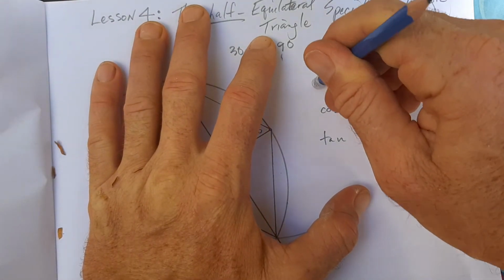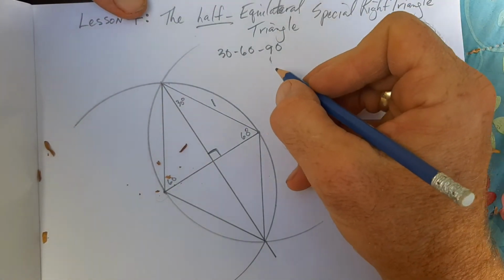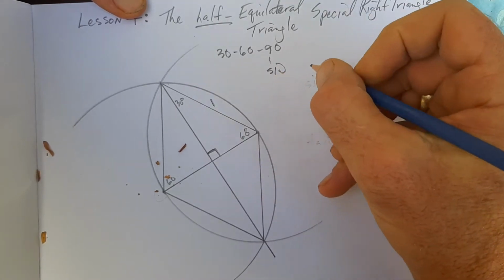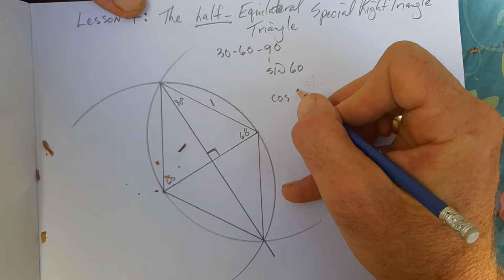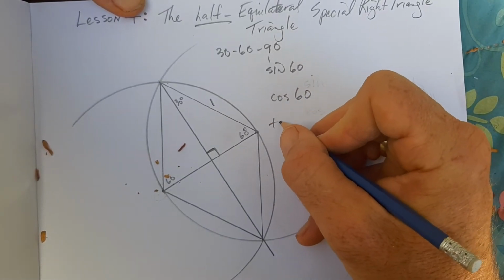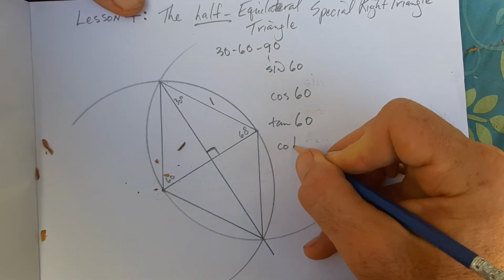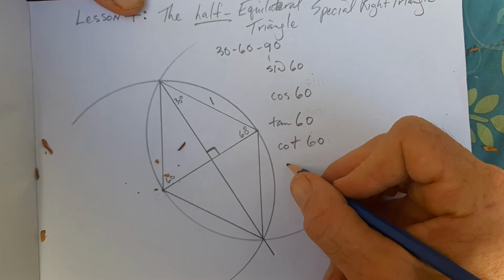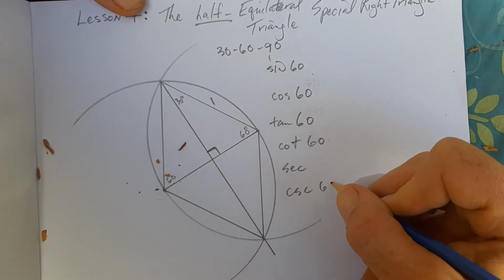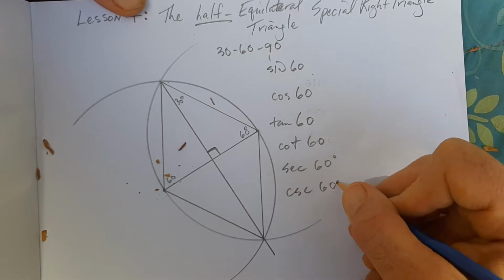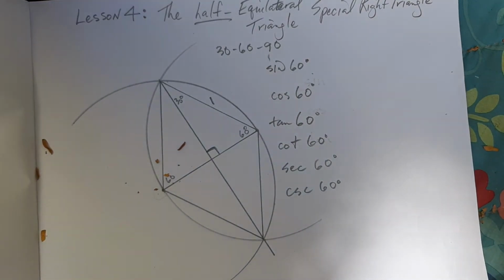Let me make enough room for this. Make enough room on your paper. Let's go: sine of 60, cosine 60, tangent 60, cotangent, secant, cosecant 60. You just do those, and then I'll go through them. Ready, pause, find those.